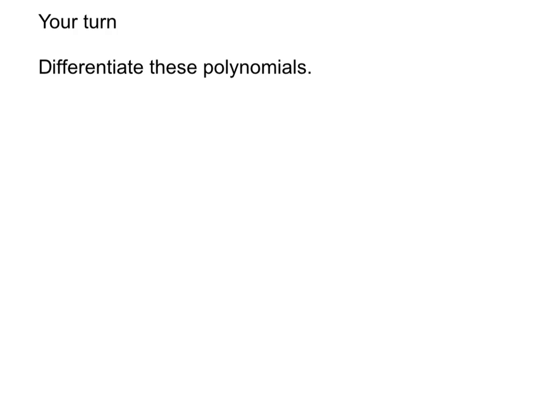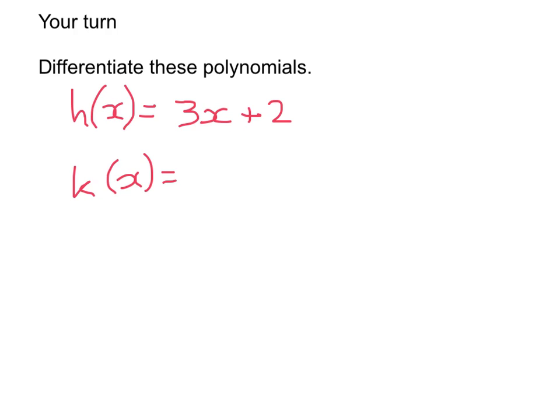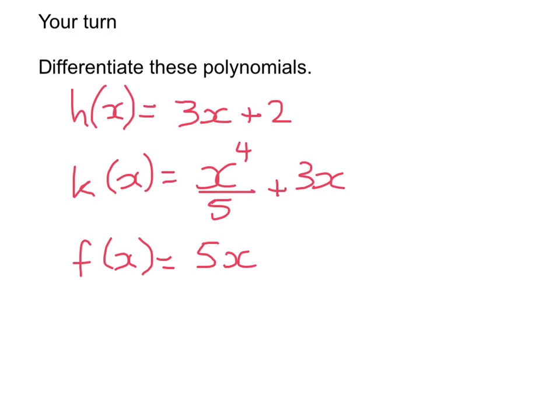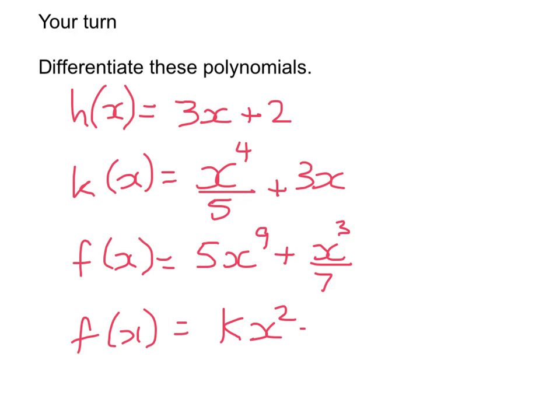Okay, so now time for you to try doing some. First, let's do these. Let h of x equal 3x plus 2. k of x equals x to the power of 4 over 5 plus 3x. f of x equals 5x to the power of 9 plus x cubed over 7, and lastly, another f of x: f of x equals kx squared plus mx to the power of 12. So pause the video and have a go at those.